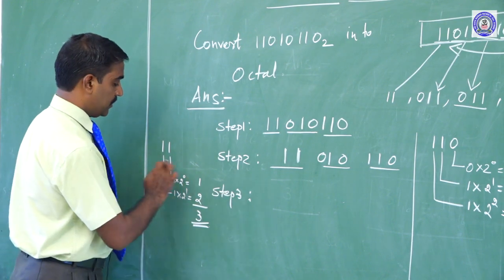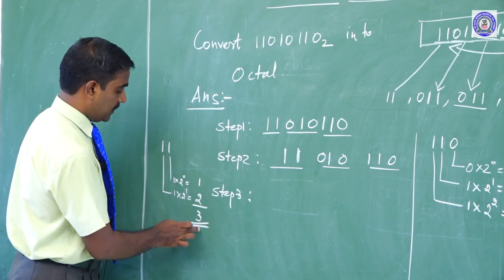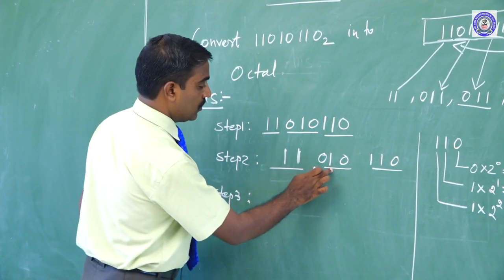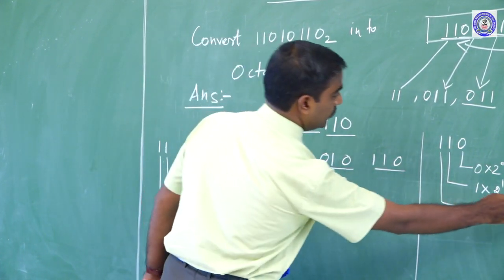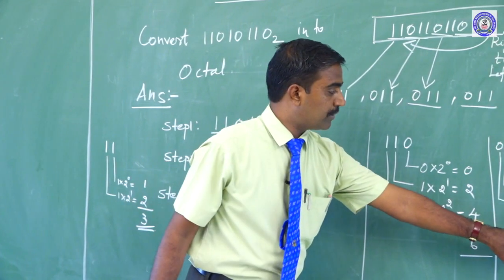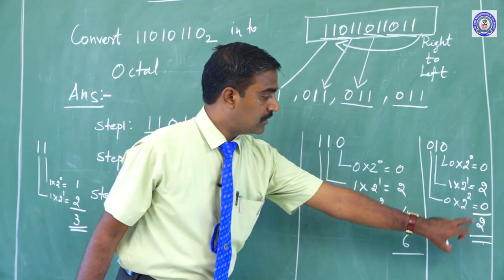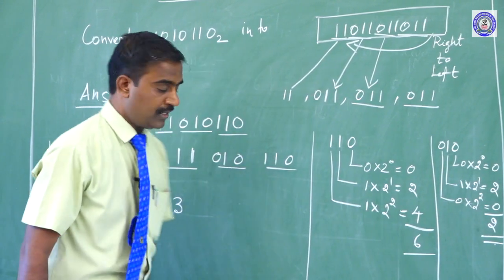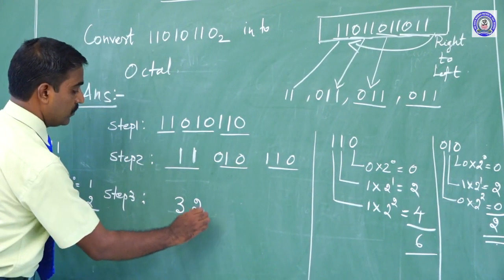Okay. The first group, this 1 1, means 3. And then 0 1 0. Clear? For 0 1 0, the answer is what? Here 0, this also 0, only 2. Okay, so the answer is 2.